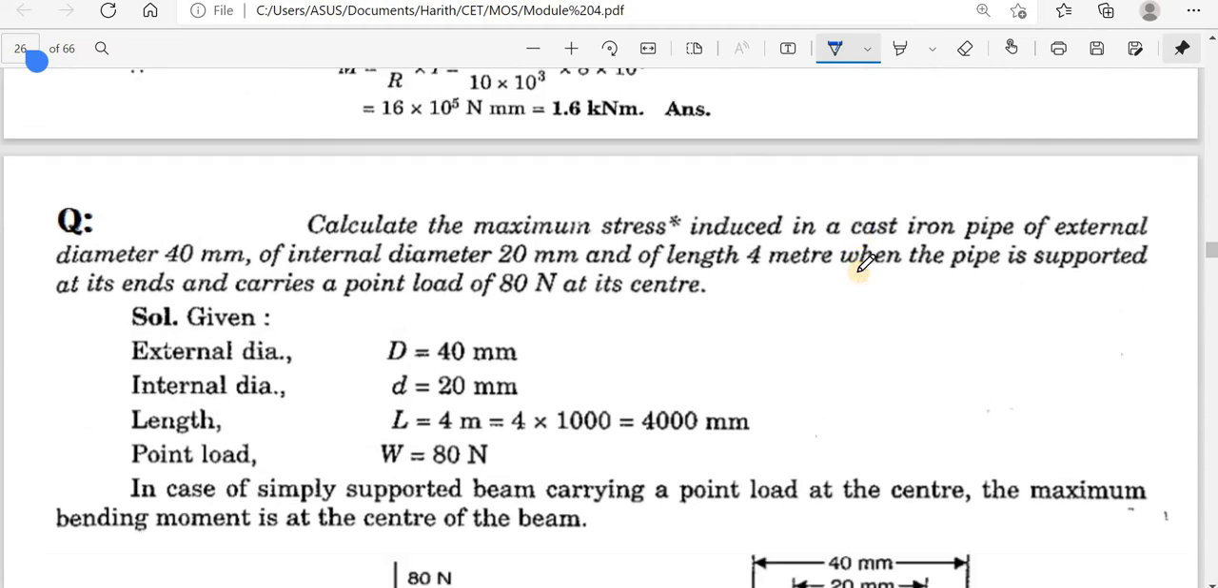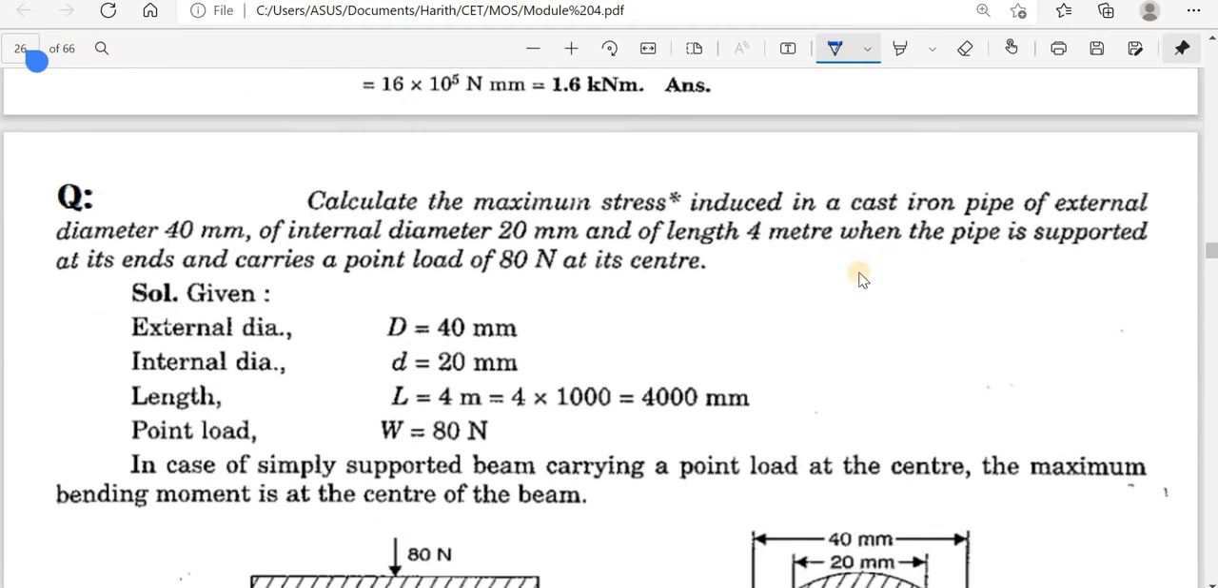Calculate the maximum stress induced in a cast iron pipe of external diameter 40 and internal diameter 20 and of a length 4 meter when the pipe is supported at its ends. It carries a point load of 80 kilonewton at its center. So let us just expand that problem.